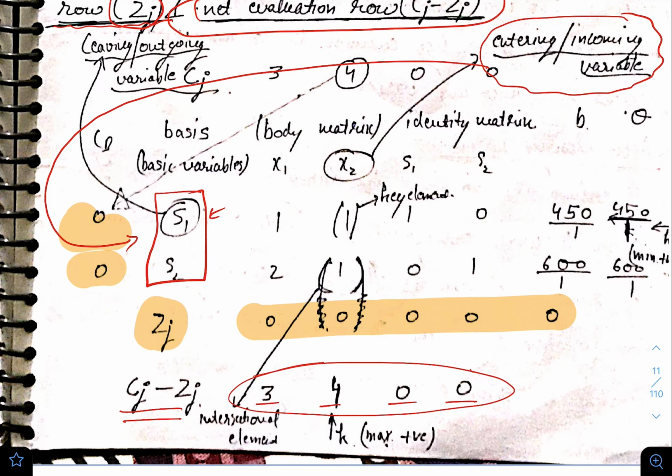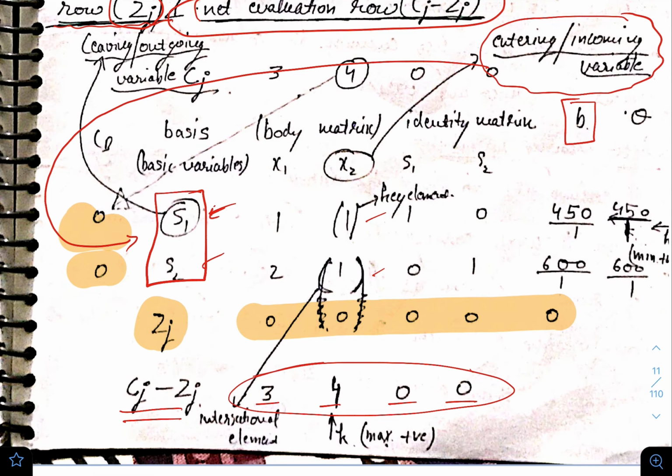Now how will I decide which one has to leave? Here there will always remain two variables only. So if one variable has to enter, one variable has to leave. Now what will be that variable? How will we decide? Now what we do, the B column, the RHS column, we will divide this B column by the key column elements.